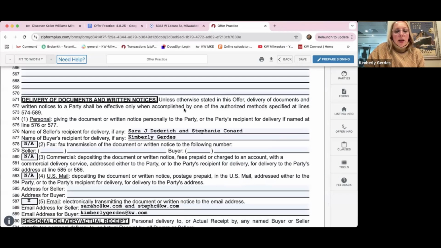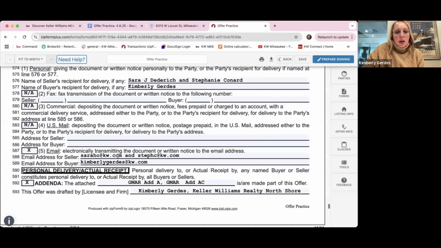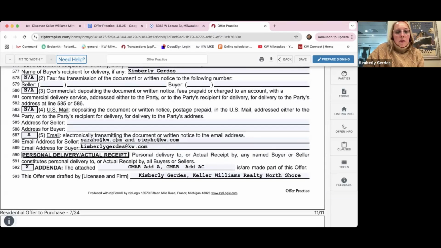In terms of delivery of documents, I've put the 2 listing agents here in the event we want to do it personally, like hand deliver it. They're for the seller, I'm for the buyer. And then I've also put email as our other way of delivery. I've put the listing agents' email addresses and then my email address here for the buyer.